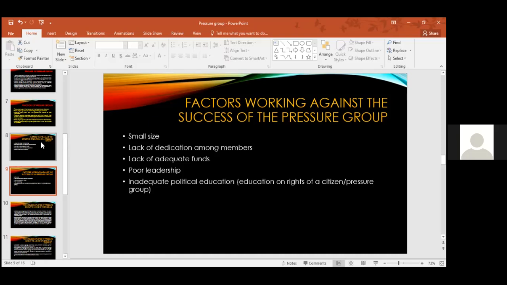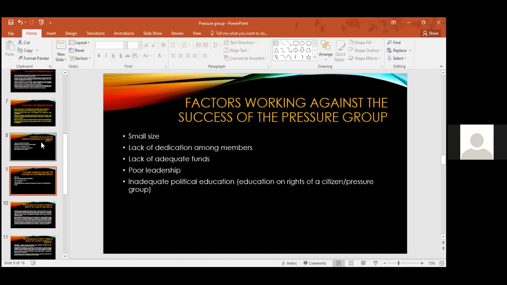Number 4, poor leadership. If you put a person that is not strong enough, a person that is not well learned, a person that is not smart enough to lead a pressure group, there's every possibility the pressure group will not stand firm. Because if the leader is not well inclined, then the followers won't know anything. But if the leader is smart, if the leader knows what he's doing, if the leader is fully aware of the aims and objectives and knows how to go about it, such a leader will be able to lead the pressure group into achieving their aims and objectives.